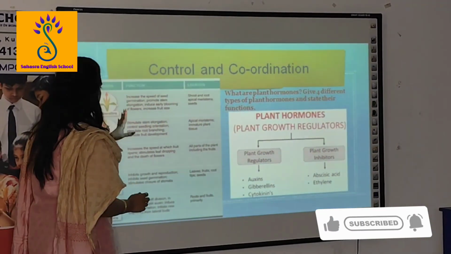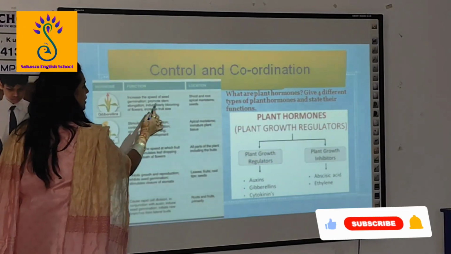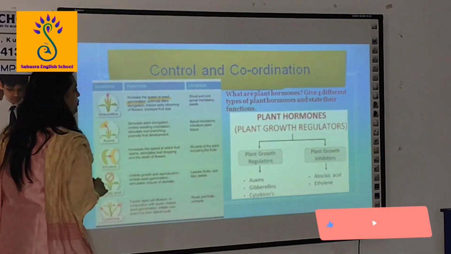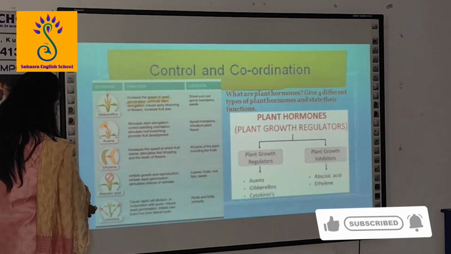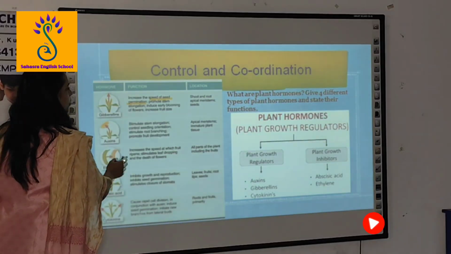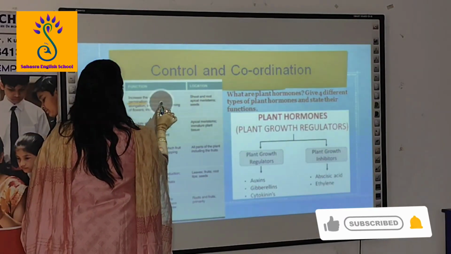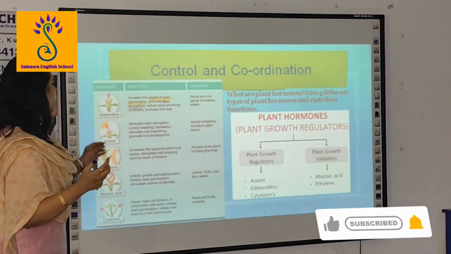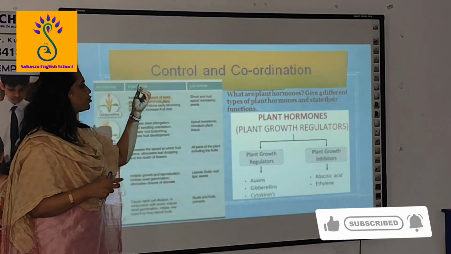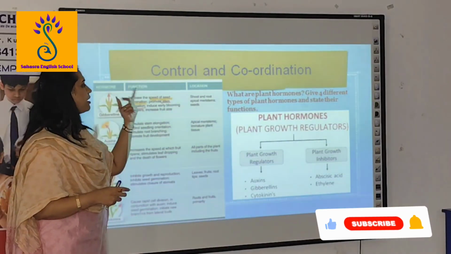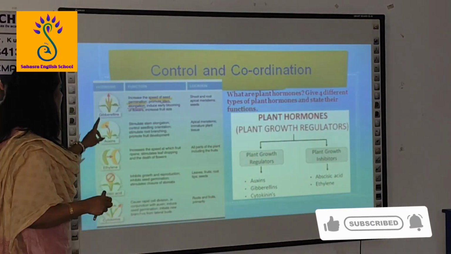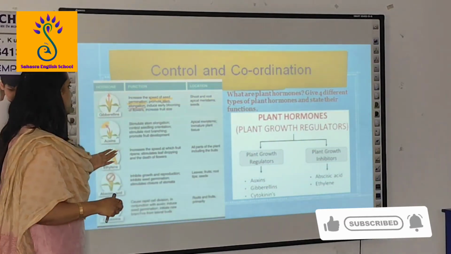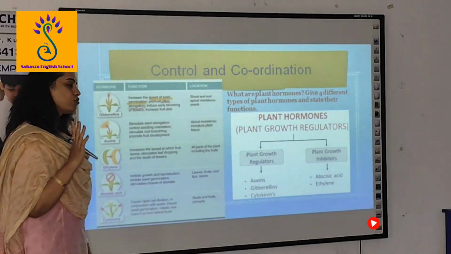Gibberellins, what is the main function? It will speed up seed germination. It will also promote stem elongation and help in blooming the flower. Where are the gibberellins present? At the stem and root apical meristems, and in the seeds too. So you can write: to speed up seed germination, stem elongation and also flower blooming.